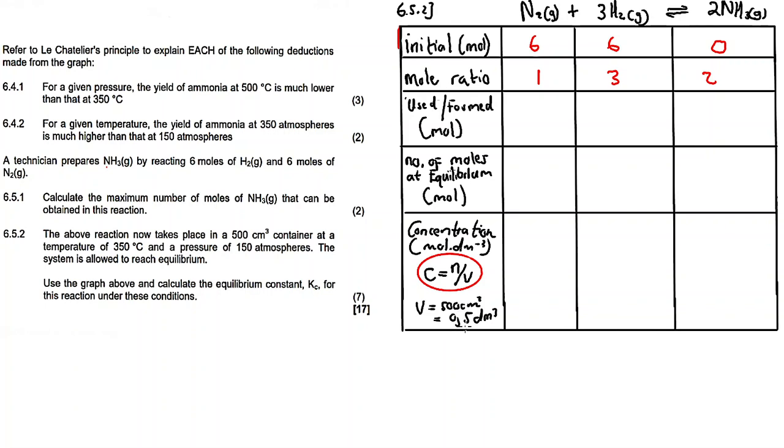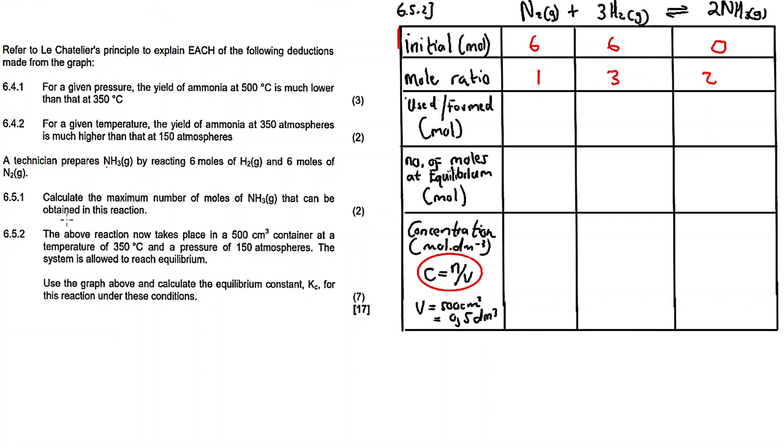And then the volume is given as 500 cubic centimeters, but we must convert it to decimeters cubed, so it is 0.5 dm³, right? And then what else are we given? We are given 6 moles for hydrogen and 6 for nitrogen. And then 6.5.1: let's calculate the maximum number of moles of ammonia that can be obtained in this reaction.